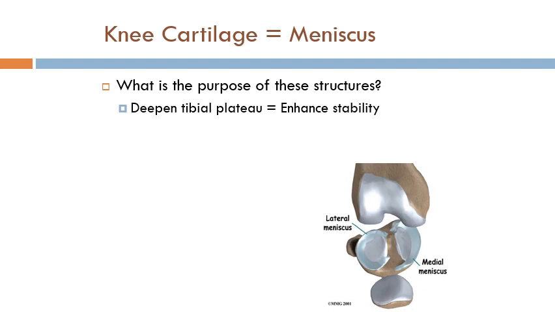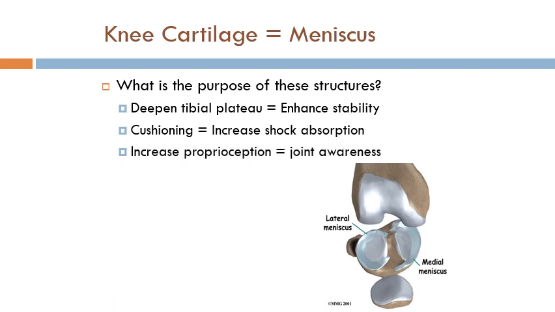Okay, so you can see here, if you just look at the top of the knee without the meniscus here, okay, on the medial and lateral side, you don't have that deepening to increase the stability at the knee. They also help with cushioning, so they help with shock absorption. We obviously know that the lower extremity has to bear a lot of weight: walking, running, jumping. They will increase shock absorption.